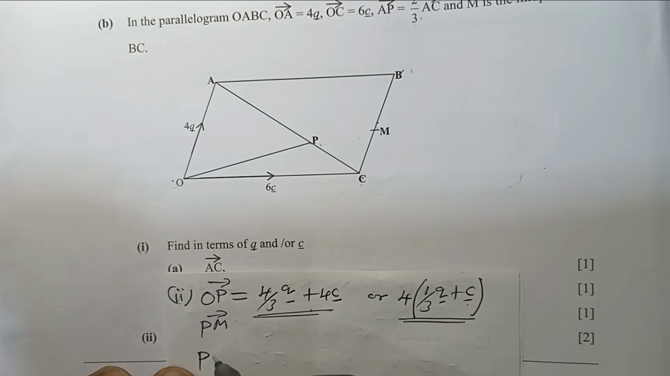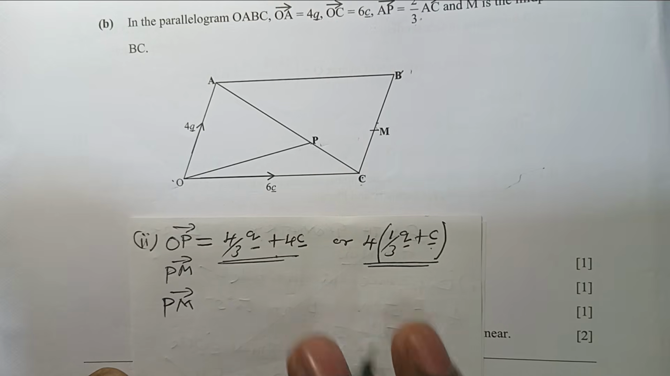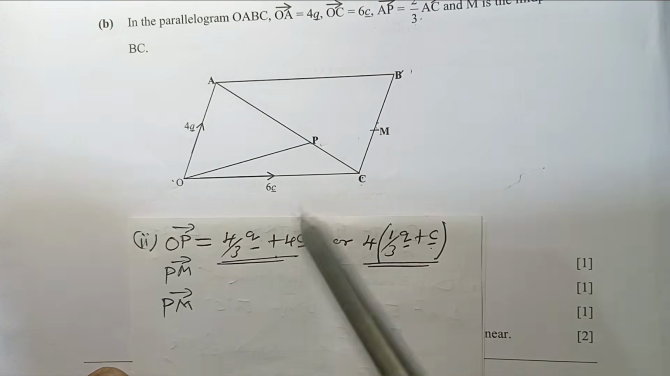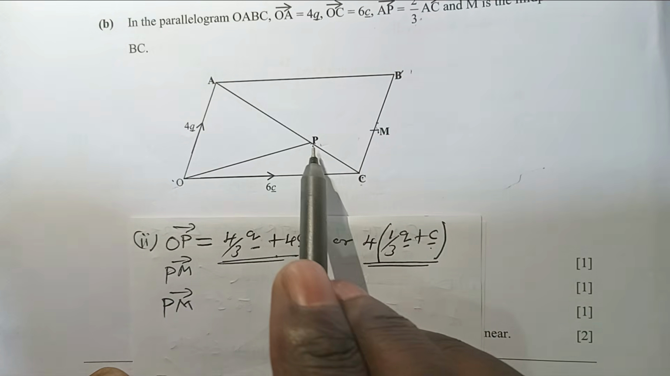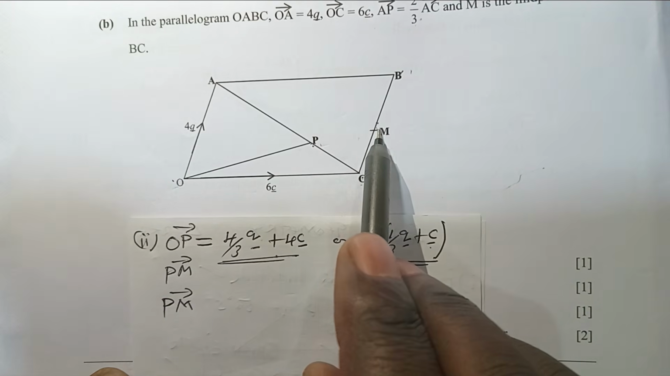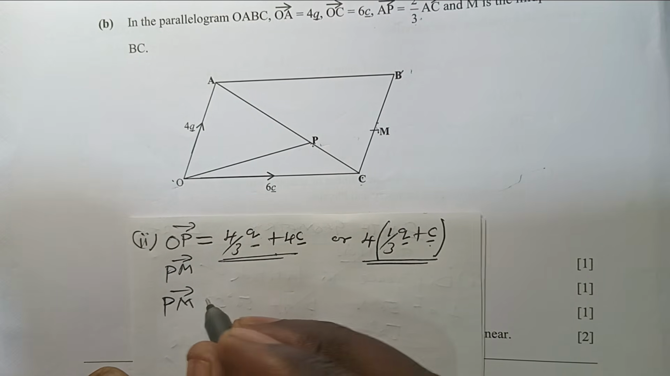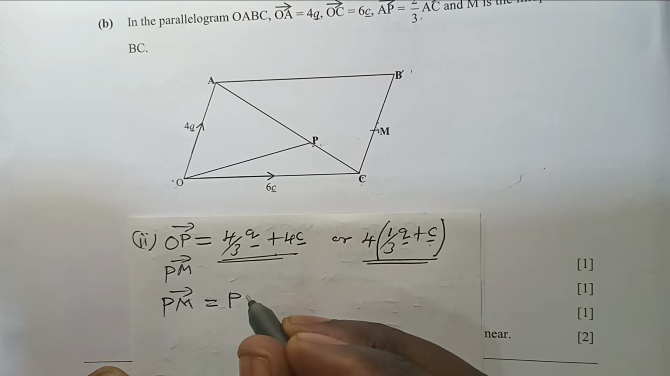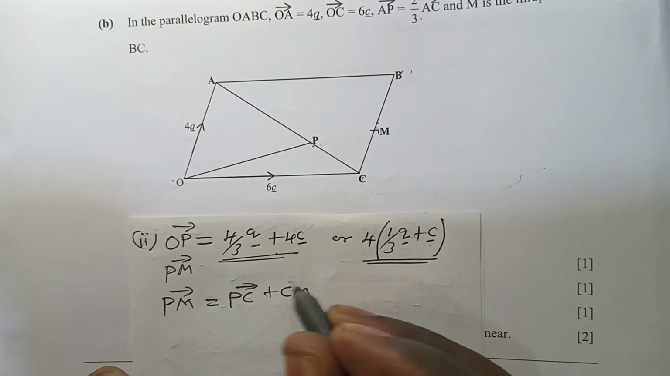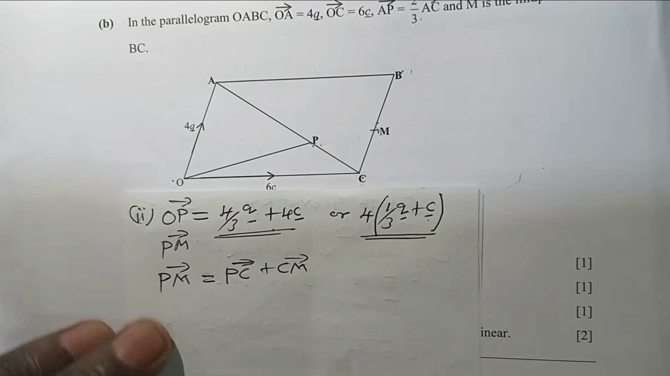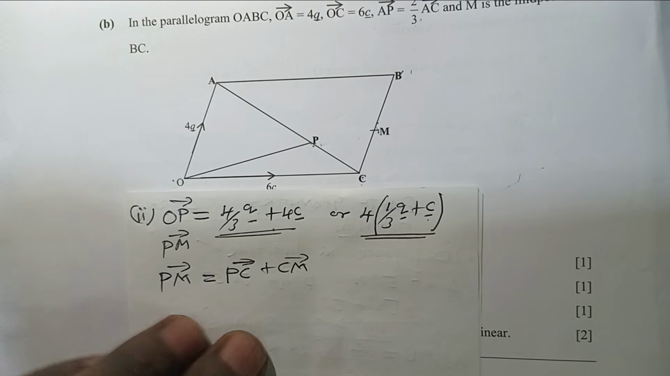So how can we find the vector PM? That is the question we need to consider. PM can be found by moving from P to C, then C to M, and that is what we are going to do. So we are saying PM is equal to vector PC plus vector CM. Do we have PC? Yes, we do have PC.